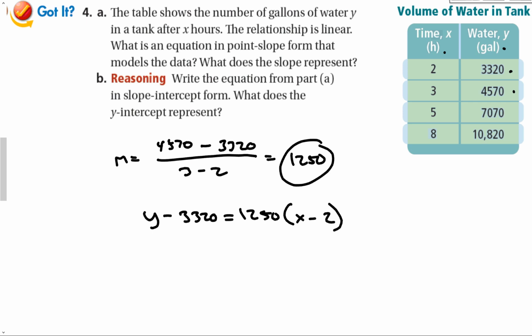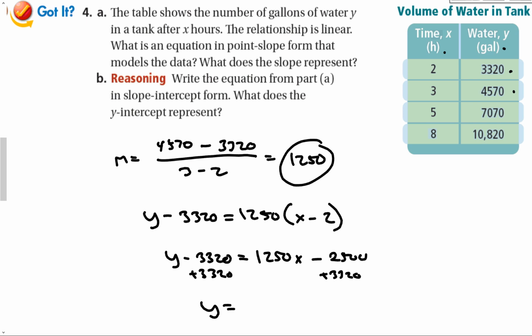And then finally, write the equation in slope-intercept form. This is going to be the same technique that we used before. We're just going to distribute 1250 times x minus 2, and 2 times 1250 gives me 2500. And then add 3320 to both sides. So we get y is equal to 1250x plus 820.